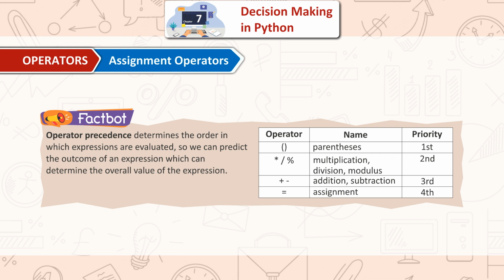Operator precedence determines the order in which expressions are evaluated. So, we can predict the outcome of an expression which can determine the overall value of the expression. Operator, name, priority. Parentheses, first. Multiplication, division, modulus, second. Addition, subtraction, third. Assignment, fourth.